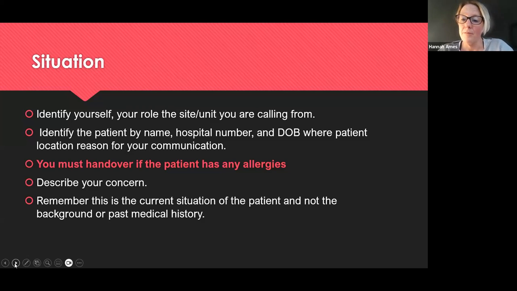It could be, I'm really concerned about this patient because the respiratory rate is increased and the oxygen saturations have decreased. You know, you may not have any concerns.